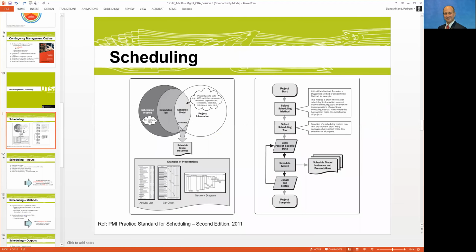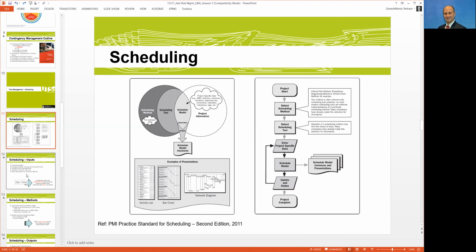But if you're developing a schedule yourself, one of the good documents that can be used is the PMI Practice Standard for Scheduling. The second edition is the 2011 one. And you can see the number of elements of how the process works: starting the project, defining the methodology, the tools that you want to use, the data that you're using to develop it, and eventually the model, and updating and statusing, which is not important at this stage unless you're in the delivery phase.